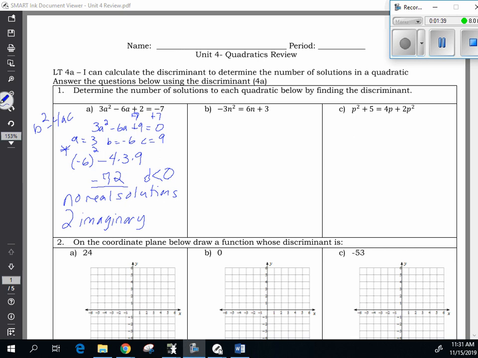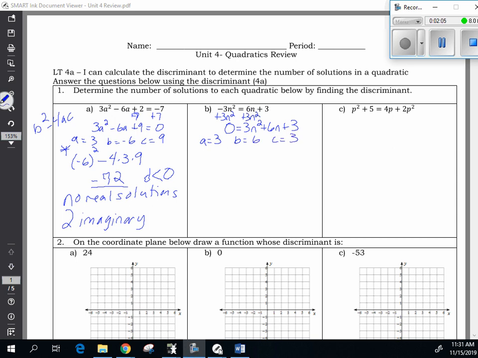You have a couple of things that you could do. You could add 3n squared or subtract. I'm going to add 3n squared, but if you do it the other way, you'll end up with the same solution, so don't worry about that. 0 is equal to 3n squared plus 6n plus 3. In this case, a is equal to 3, b is equal to 6, c is equal to 3.